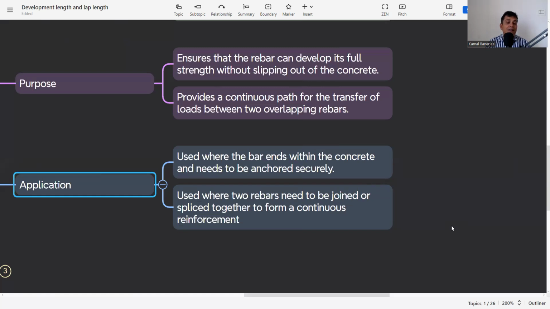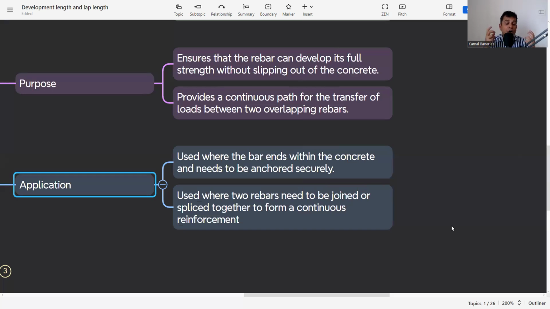So whenever a member is ending and it is transferring to the other member, the development length is provided. Beam-column junction, and also whenever a secondary beam is coming to the primary beam, the development length is required, because the secondary beam is ending at the primary beam and is transferring the load to the primary beam. And the column, whenever resting on the foundation, also requires development length.